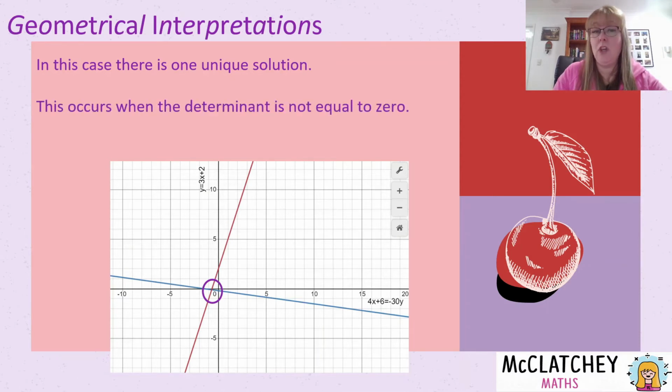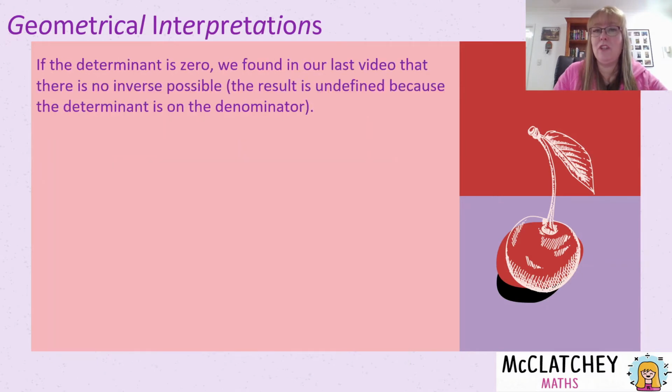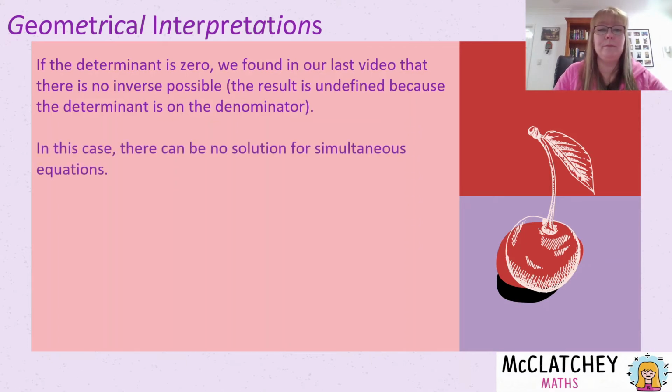And so this occurs when our determinant is not equal to 0. You'll recall that when we're solving those using matrices, if we have a determinant that's equal to 0, we end up with 0 being our denominator, and that just won't work. So this is situations where the determinant is not going to be the number 0, because otherwise our result will be undefined. And in those cases, when the determinant is 0, we have no solution for two simultaneous equations.